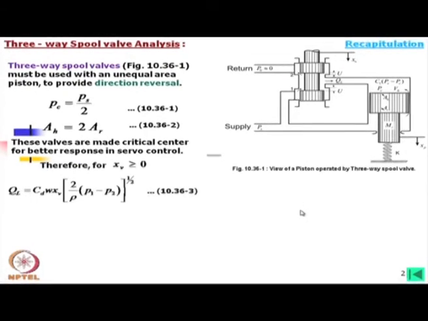Now, if we recall our earlier development of the formulations, then we can write down the load flow for the displacement in the positive direction, that means in this direction.